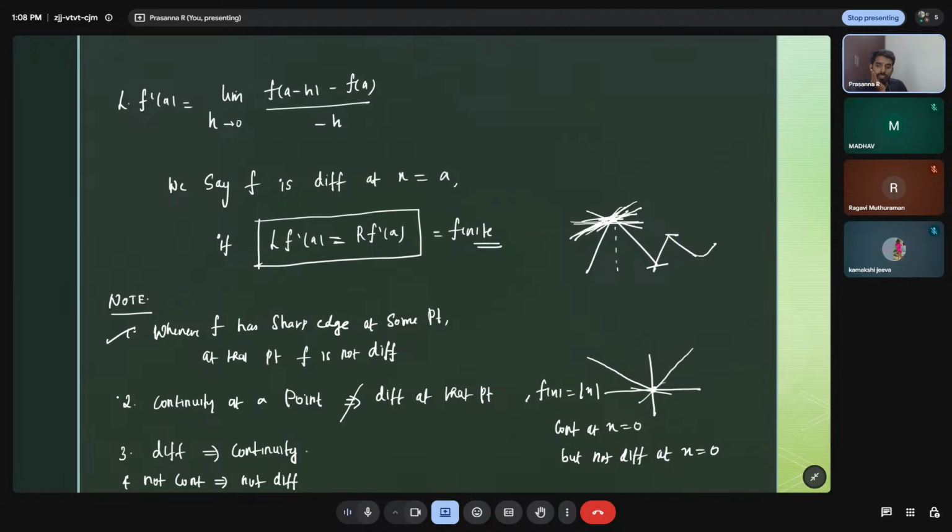So these four notes are important. And so how to check differentiability at a point? You find L of f dash of a, you find R of f dash of a, and see whether they are equal. If they are equal, you say it is differentiable. If not, you say it is not differentiable. Right?